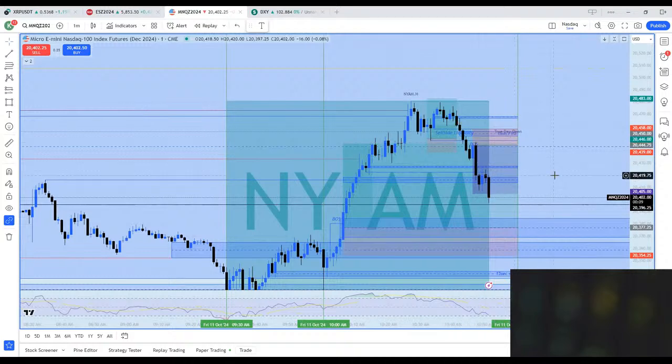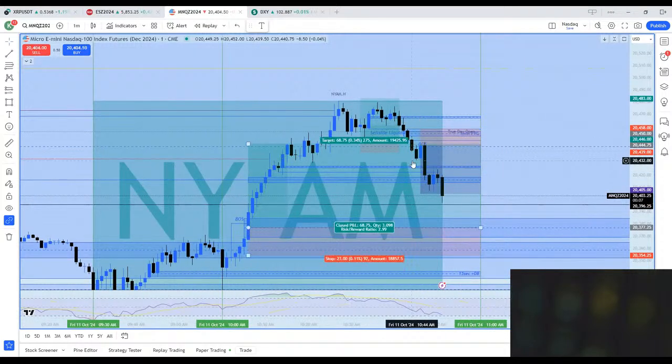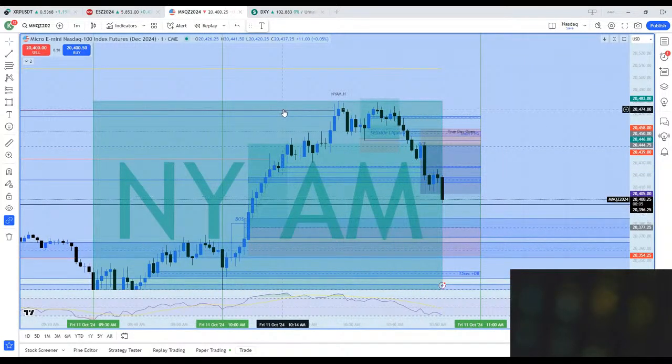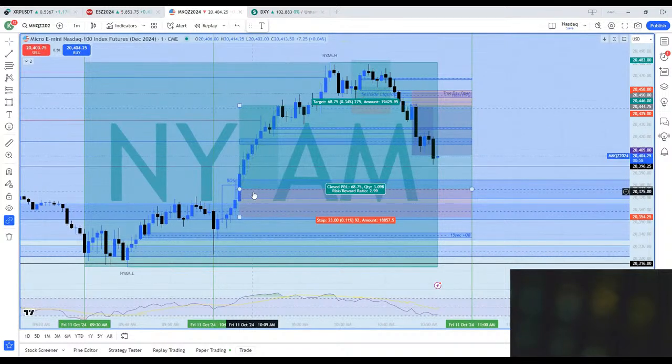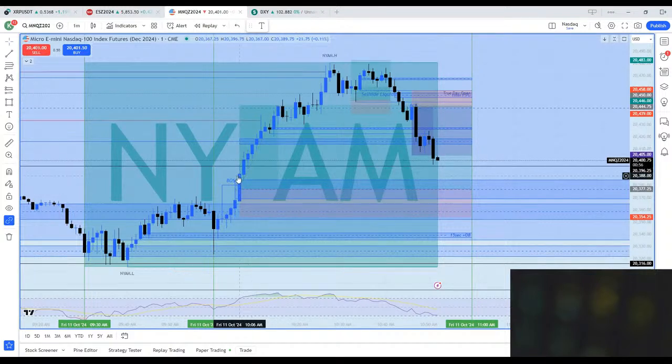This is the setup I would have been looking for. As soon as I would have seen this weakness after this liquidity had been ran, I would have been looking for shorts back into this area. So this right here is the original trade. So this is where I would expect price to come back to, because this is the early morning, the beginning of the 10 o'clock session, fair value gap or inefficiency.